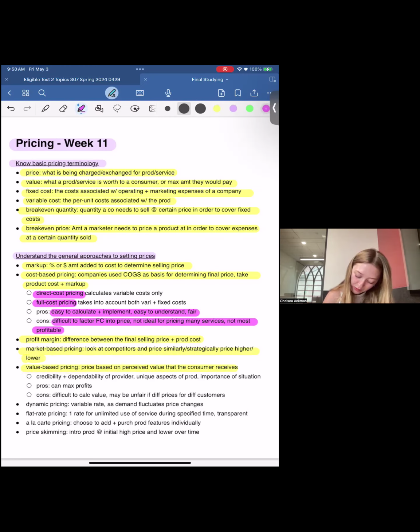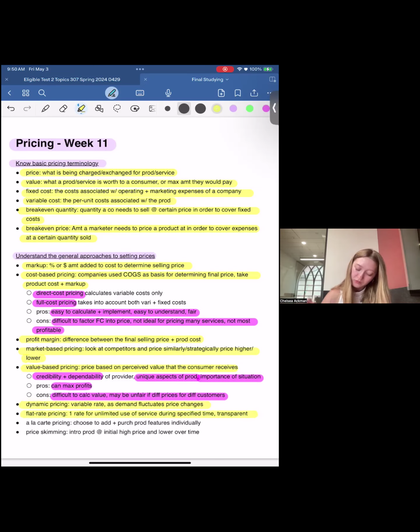This can be because of credibility and dependability, unique aspects of the product, importance of the situation. Pros, it can maximize profits. Cons, it's difficult to calculate value and may be unfair if different customers are charged different values. Dynamic pricing is a variable rate. As demand fluctuates, price changes.